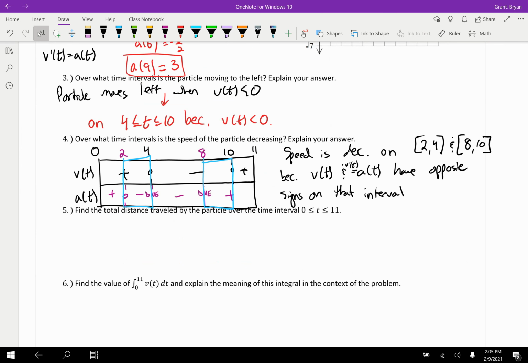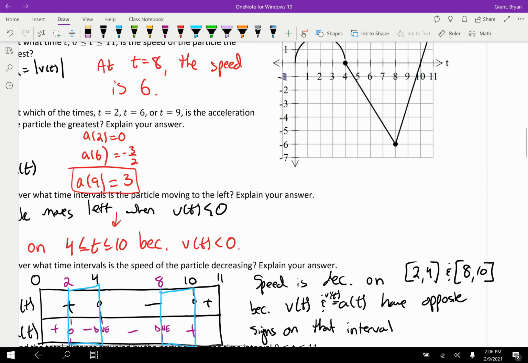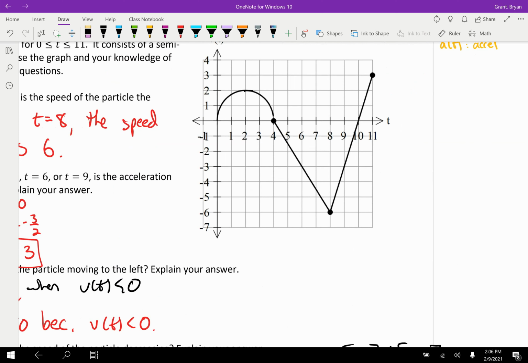Okay. Now, the question sometimes comes up, could you have seen that from the graph? And the answer is yes, right? You'll notice those intervals we just found, and let's highlight those, 2 to 4 and 8 to 10. Here's 2 to 4, and then here is 8 to 10. Well, what's happening on those intervals? Well, notice those are the intervals where our velocity function is approaching the x-axis.